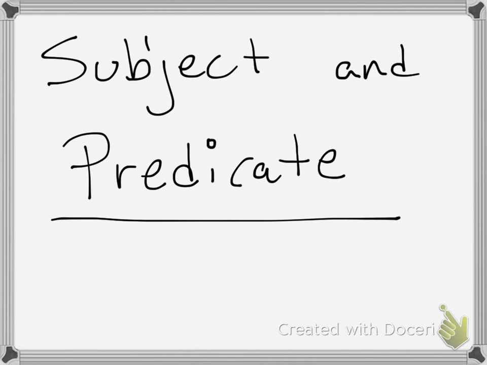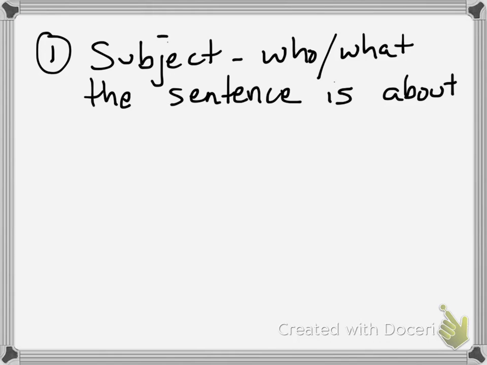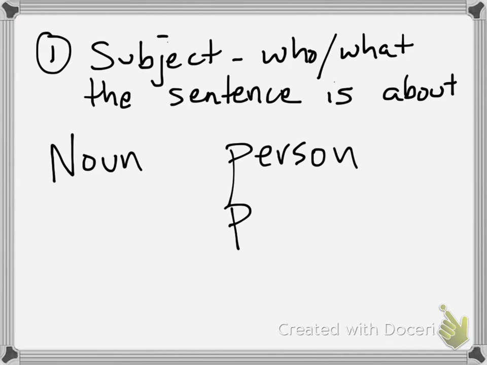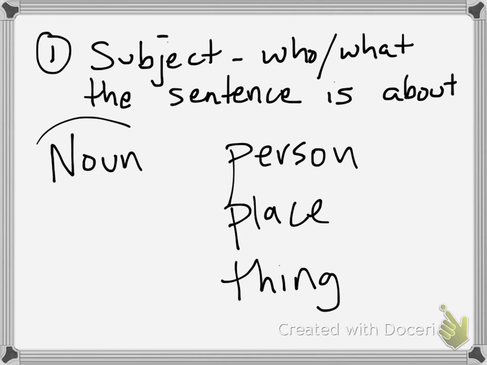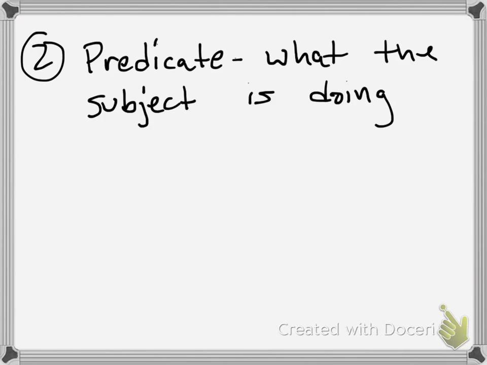Let's get started. In a sentence, the subject is going to be who or what the sentence is about. And so since this is a who or a what, the subject is going to be a noun. So it could be about a person, it could be about a place, it could be about an animal, it could be about some sort of thing, like some sort of object, but the subject is going to be a noun. The predicate, that is what the subject is doing.